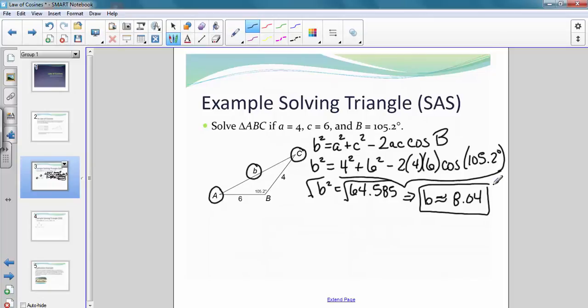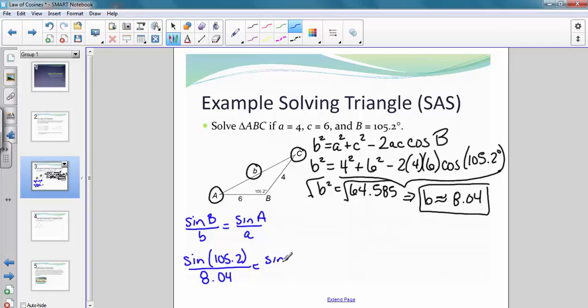All right, so now that I have side b, I have enough information to use the law of sines. So this next step, you can choose to use the law of cosines again, or you can choose to use the law of sines. And I'm going to choose to use the law of sines. So I have the sine of angle B over b equals the sine of angle A over the length of a. So I get the sine of B, which is 105.2, over the length of b, which we just found to be 8.04, equals the sine of A over a, which is 4.